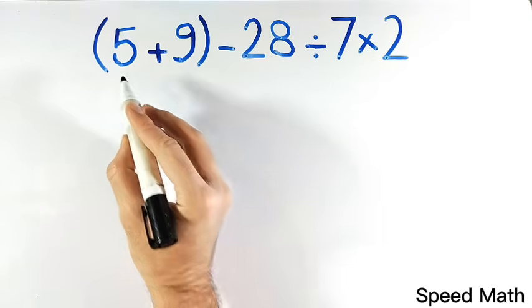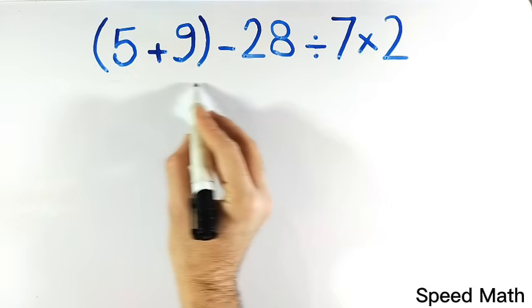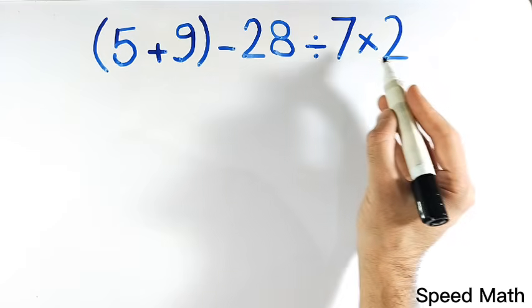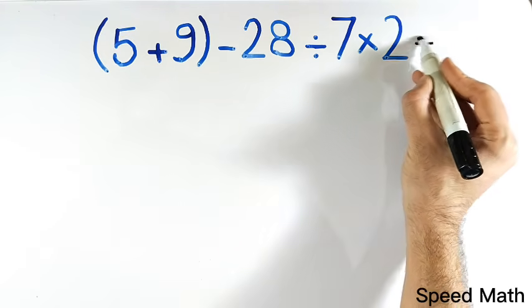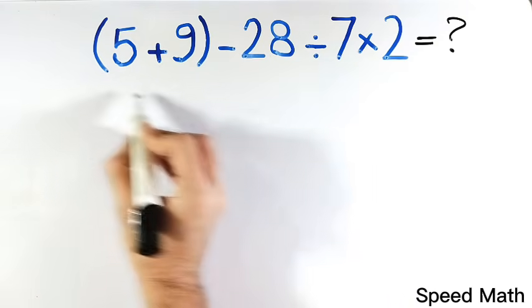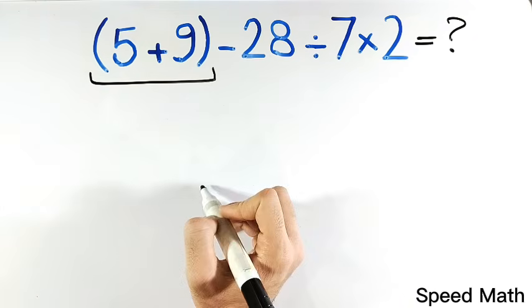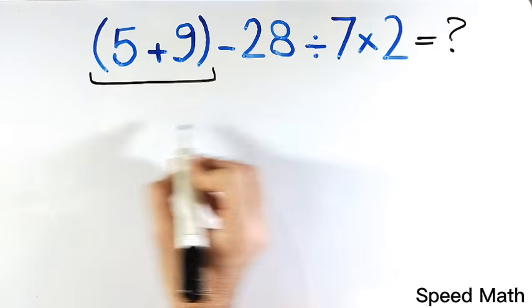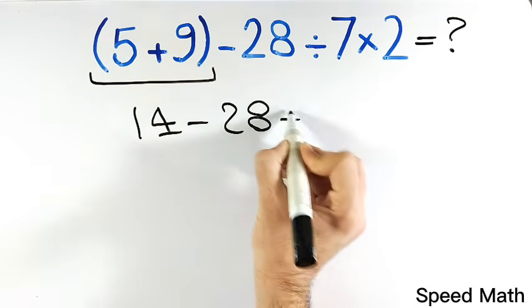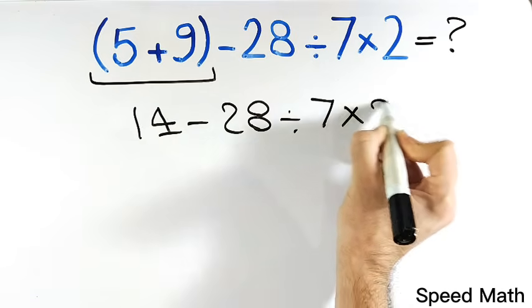If we have the expression 5 plus 9 inside the parentheses, then minus 28 divided by 7 times 2, then what is the correct answer of this question? Many people, when solving this question, first go to the expression inside the parentheses, and instead of this expression, they write 14 minus 28 divided by 7, then times 2.